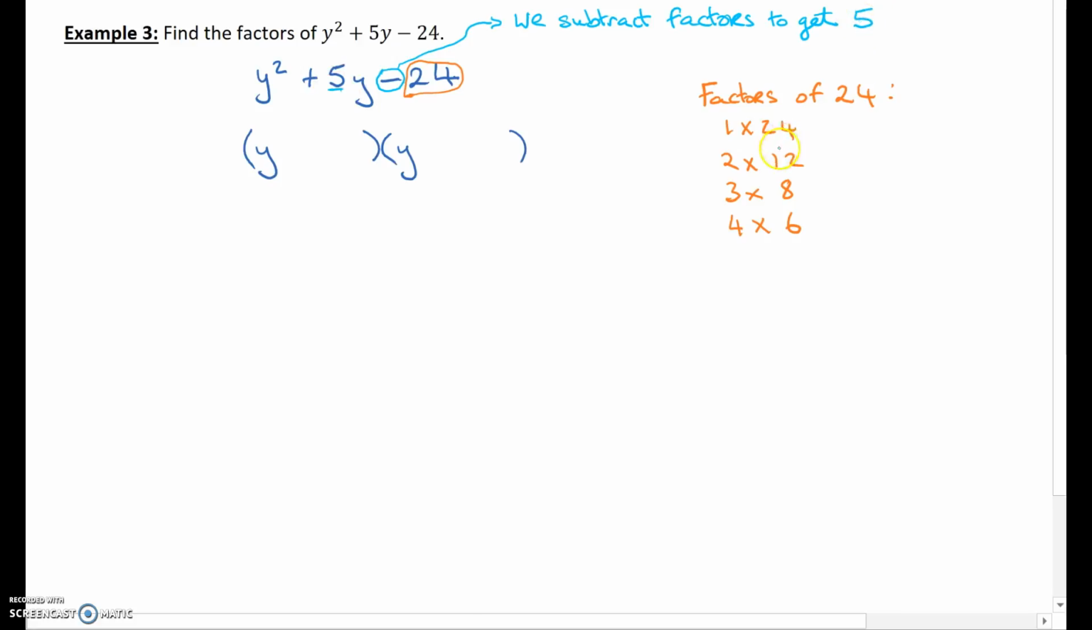Now 1 from 24 isn't going to give you 5. 2 from 12 is 10. 3 from 8 though, 3 from 8 gives you 5. Okay, so if you subtract here, you'll get 5. So they're the right factors.